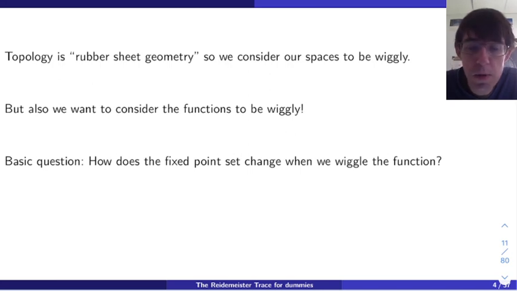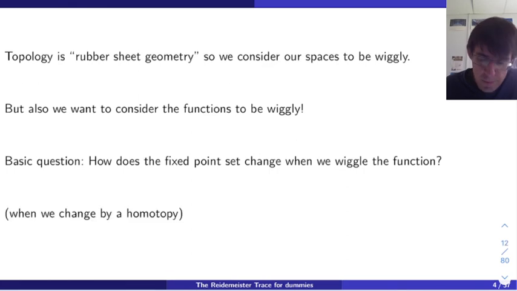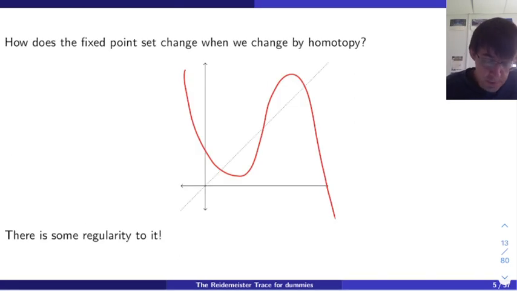Because I want to consider the function in a topological way rather than in a strict geometric way. The fancy word for this is homotopy. That's what I mean when I say wiggle the function around. The technical word for that is changing the function by a homotopy. So this question: how does the fixed point set change when we change the function by a homotopy, by wiggling around?